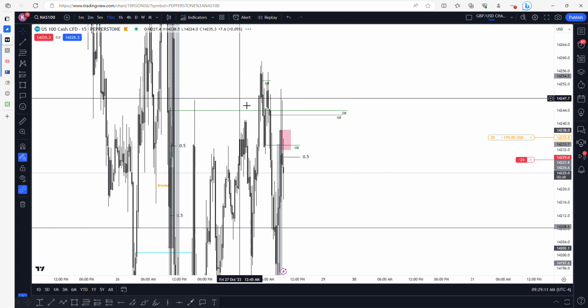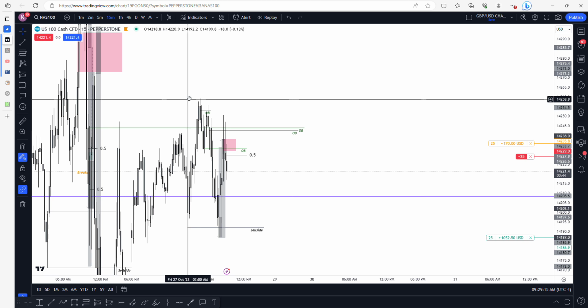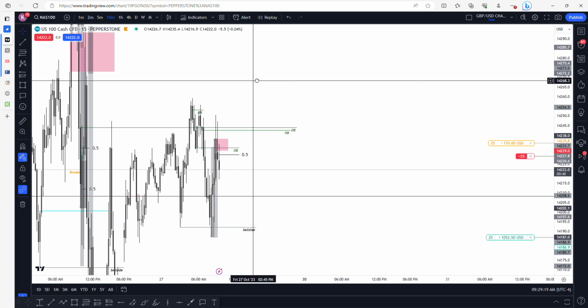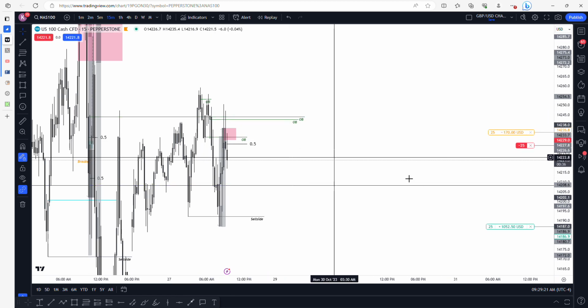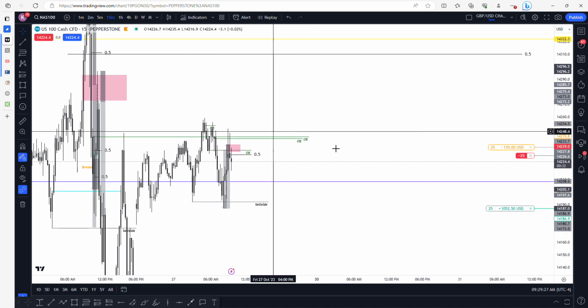But I ain't gonna lie, I was also expecting this high to get taken out. I wouldn't be surprised if it gets taken out, because this is a major liquidity that we grabbed. But like I said, I was aware of these areas that could possibly stop price, which is why I'm taking the short right now, instead of waiting for this high to get taken out.